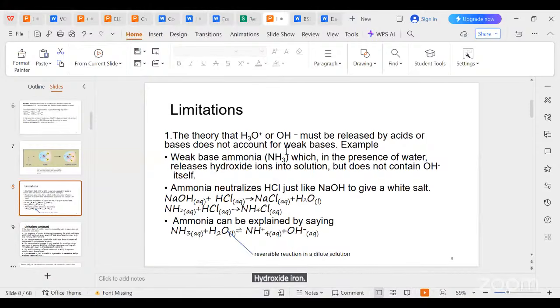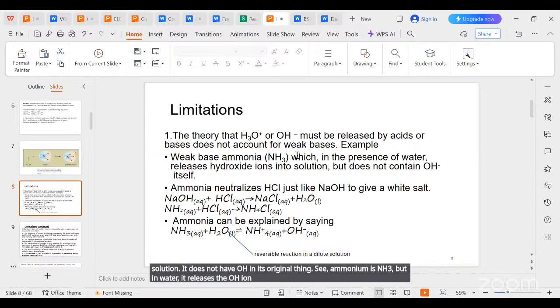It releases the OH ion in solution, but it does not have OH in its original molecule. See, ammonia is NH3, but in water it releases the OH ion, yet in its molecule it doesn't have OH. Unlike sodium hydroxide, which has OH in the molecule, so it can release the OH. How do you give what you don't have? So the Arrhenius theory limitation does not account for it.